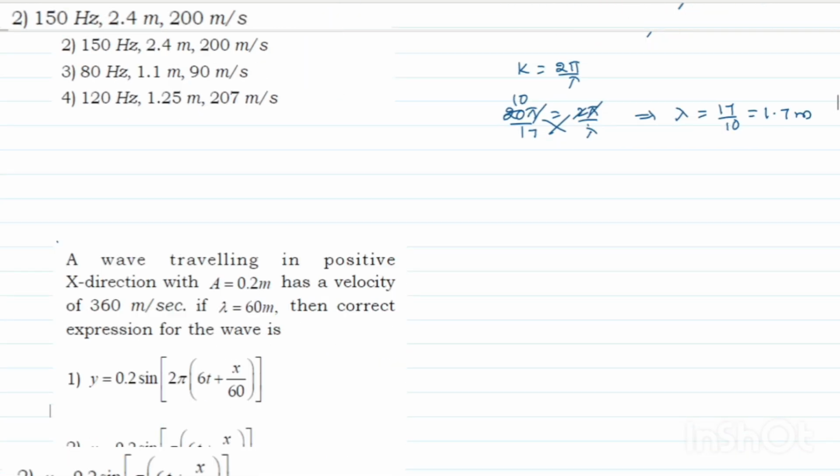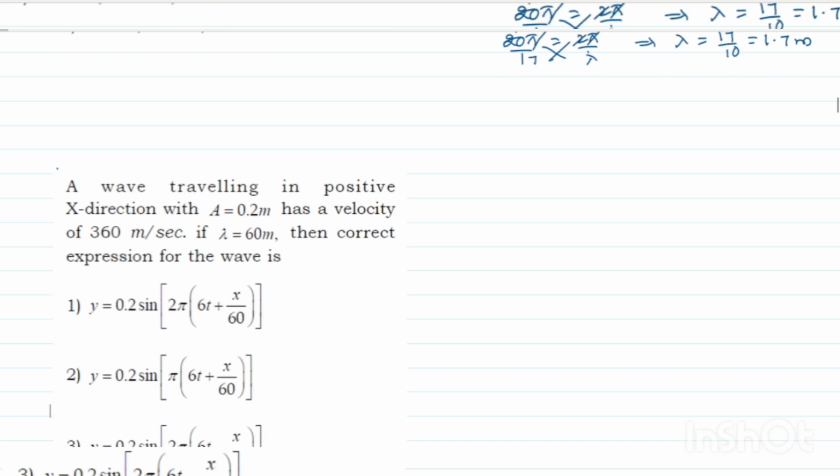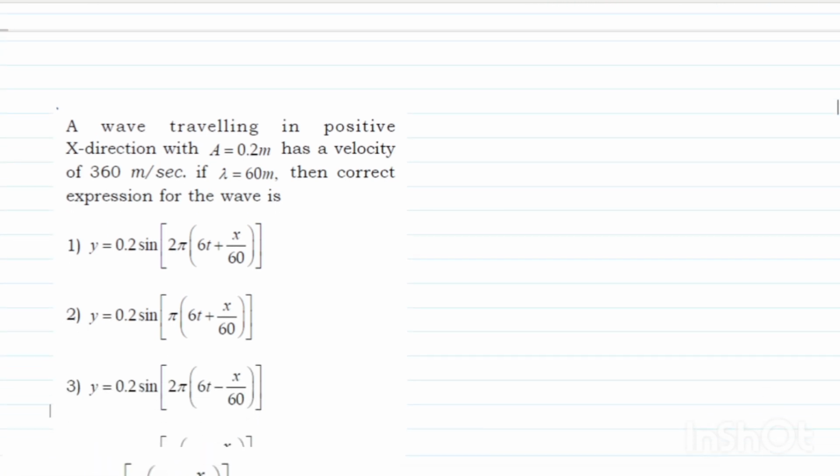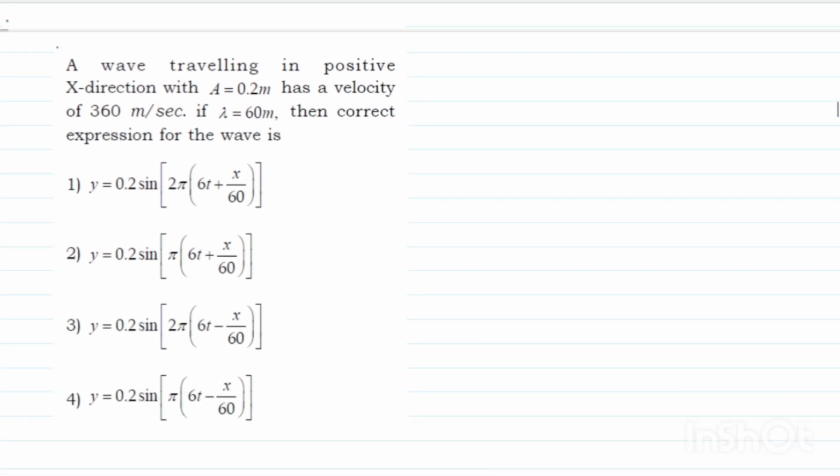Let us see the next question. A wave is traveling in the positive x direction with amplitude 0.2 meter, and a velocity of 360 meter per second is given. If lambda equals 60 meter, then the correct expression for the wave they are asking.